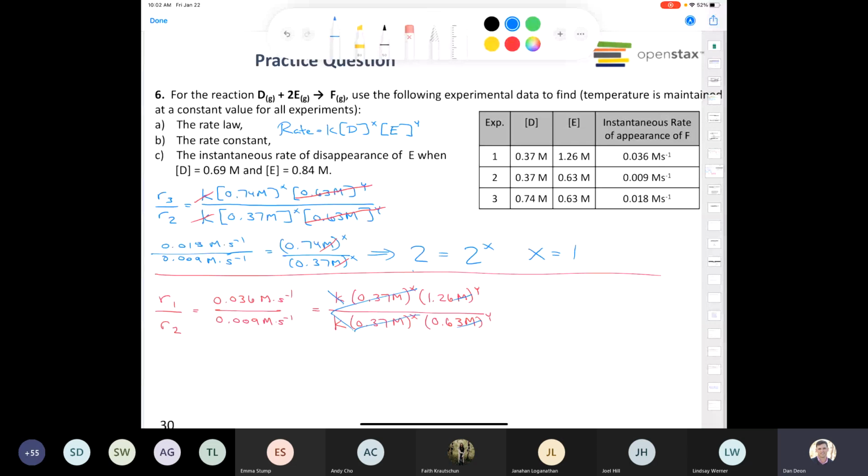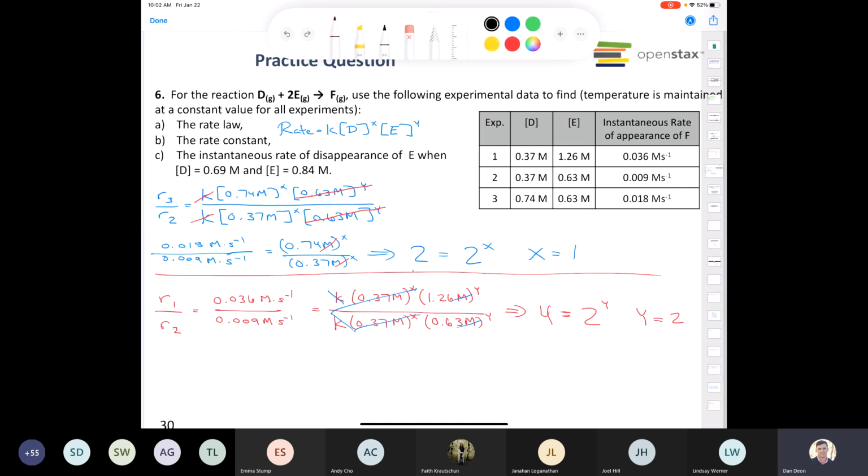Molar cancels. And when we simplify that, if you take 0.036 and divide it by 0.009, what do you get? 4. If you take 1.26 and divide it by 0.63, you get something very close to 2. So that's going to be equal to the power of Y. It doesn't take a genius to know that Y is equal to 2. 2 squared is 4. There you go. Now we figured out both X and Y using the method of initial rates.